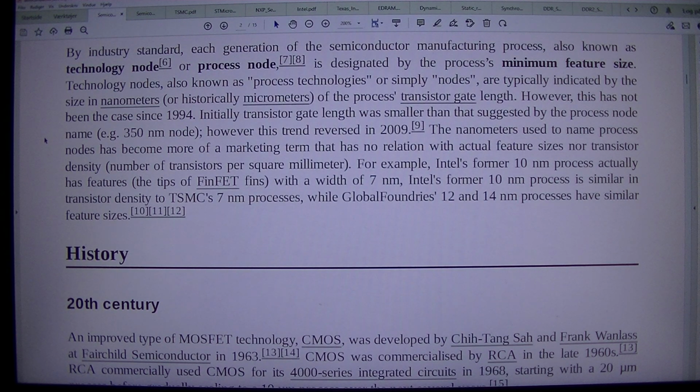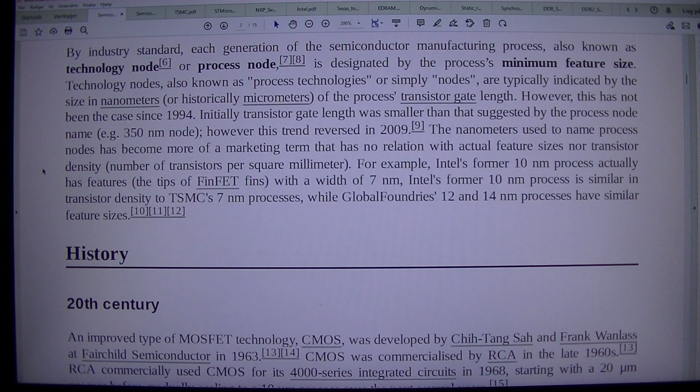9. The nanometers used to name process nodes have become more of a marketing term that has no relation with actual feature sizes nor transistor density, the number of transistors per square millimeter. For example, Intel's former 10 nm process actually has features, the tips of FinFET fins, with a width of 7 nm. Intel's former 10 nm process is similar in transistor density to TSMC's 7 nm process, while GlobalFoundries' 12 and 14 nm processes have similar feature sizes.